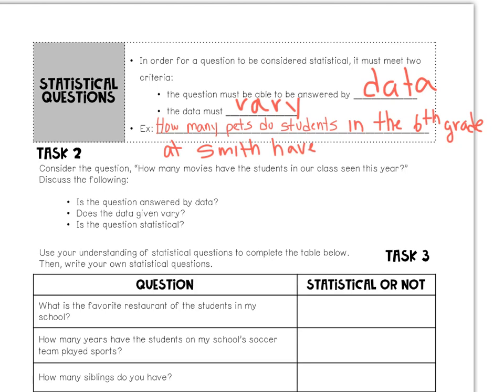Consider the question, how many movies have the students in our class seen this year? Discuss the following. Is this question answered by data? Does the data given vary? So is this a statistical question? Well, yes, we'd be collecting data because in this case, again, it's how many movies, so it's going to be a number. Each of you is going to say a different answer. Some of you might have the same, but it will vary. So yes, this is a statistical question.